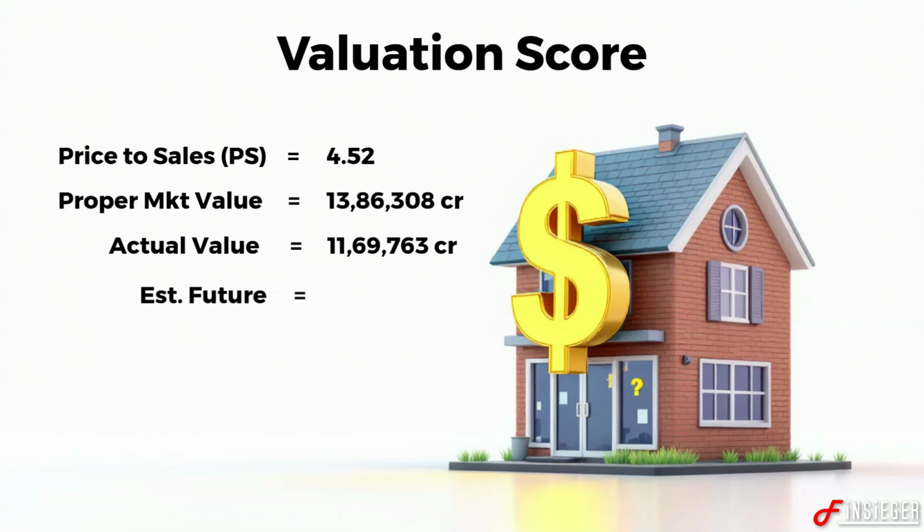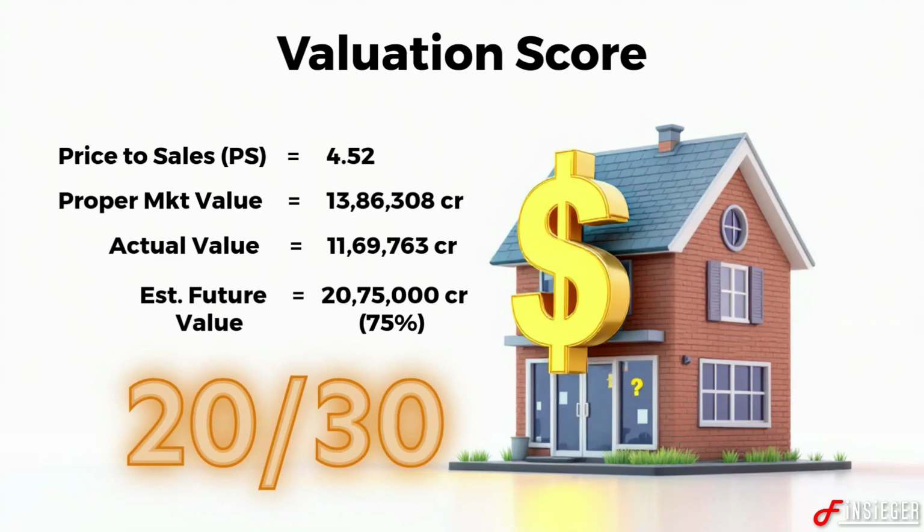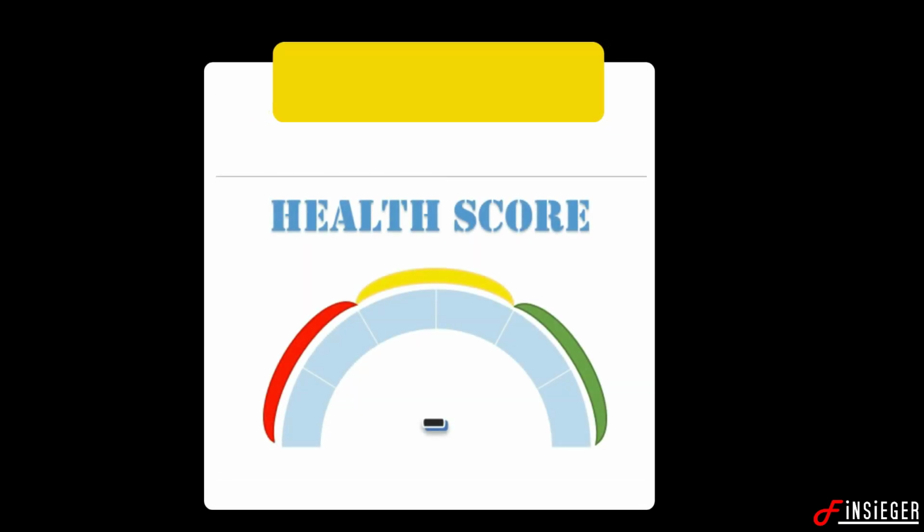By estimating future value using CAGR, NPM, and PE, we get a forecasted value of 20,75,000, which is approximately 75% possible returns in 5 years. Hence we reach a score of 20 out of a possible 30 in valuation. So after evaluating all the points, the final score for TCS is 75 out of a possible 100.